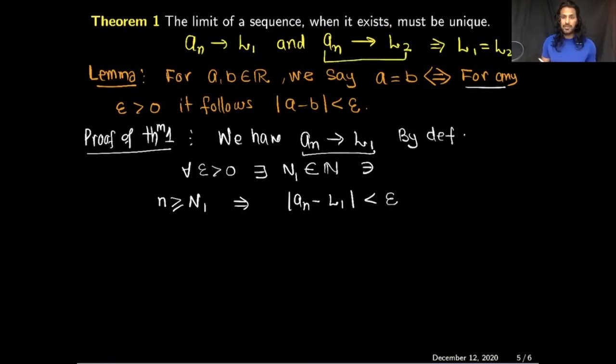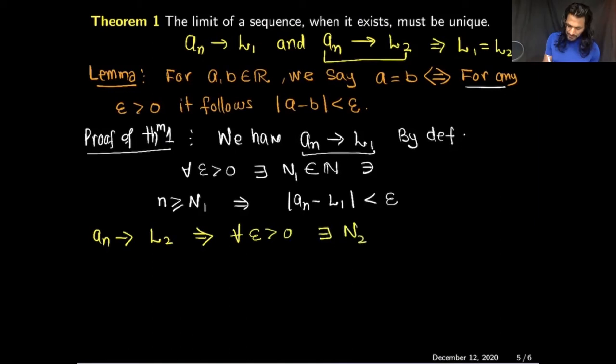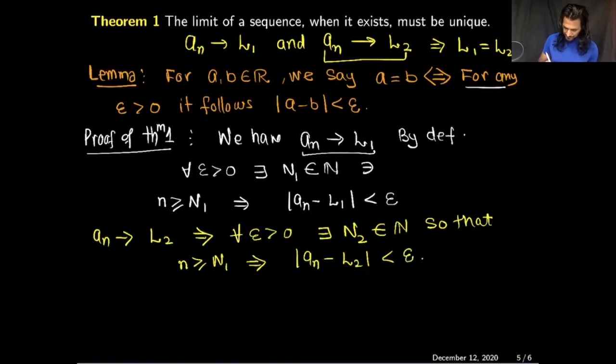Now, similarly, we're going to use the definition on the second part. If AN approaches L2, this will also imply by definition, for all epsilon positive, there exists N2, which must be a different natural number, so that when N is bigger than or equal to N2, this implies AN minus L2 is also less than epsilon. This is it by definition.